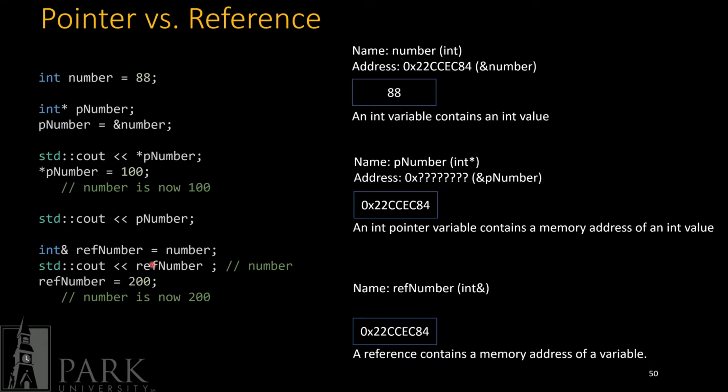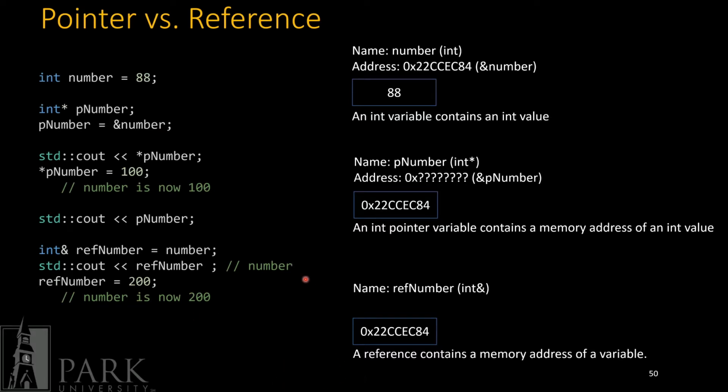Okay? So here we have a reference called refNumber, and we're going to print out this refNumber, and that's going to be equal to, in this case, 88, right? Well, actually it's going to be 100, because number is now 100 because we assigned it 100 right here. If we assign 200, now refNumber is equal to 200, which means that number is going to be equal to 200.